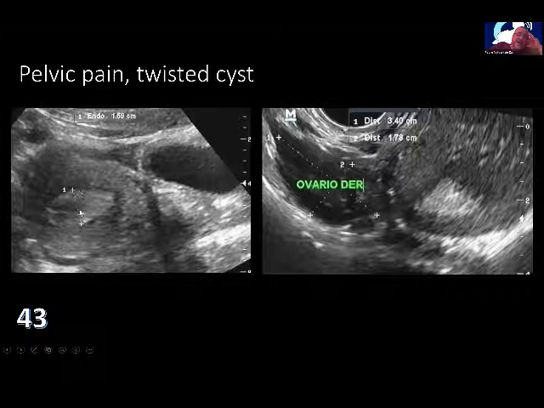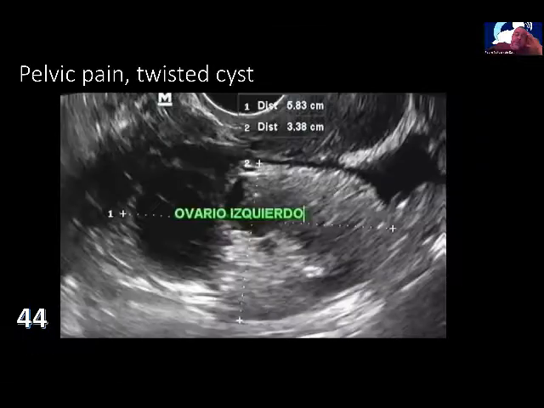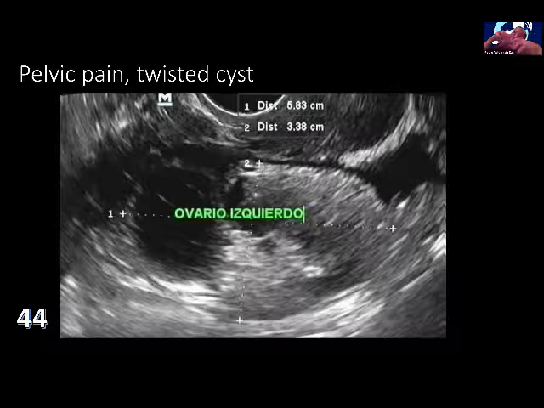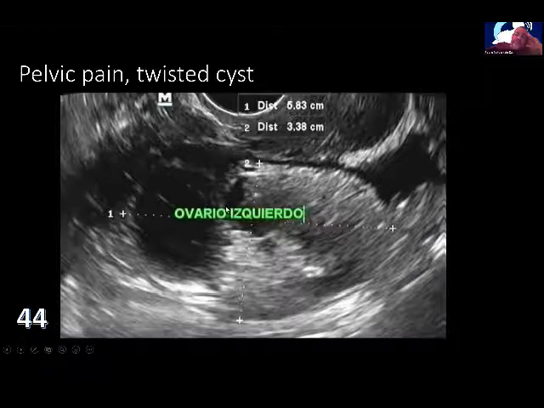A thick endometrium, we will talk about thick endometrium later, and a normal right ovary, and a left ovary which is causing pain on the right side because it's twisted. Sometimes the ovary twists and goes all the way to the other side. This is a complex left ovary, big ovary, almost 6 centimeters, qualifies as a big ovary.